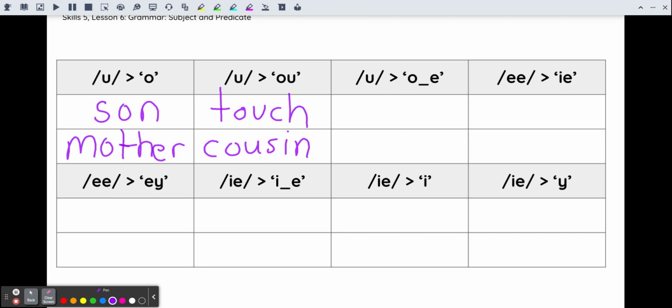Next, we have a word spelled O consonant E. Dove and some. You may have other spellings like come, C-O-M-E, or shove, S-H-O-V-E.